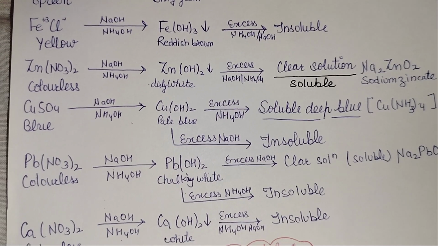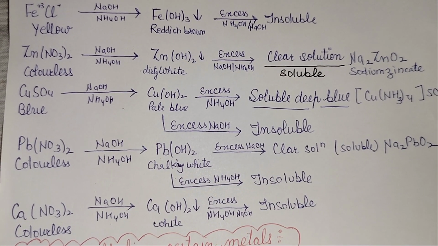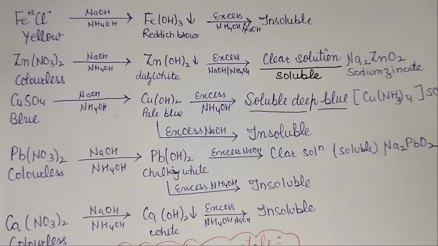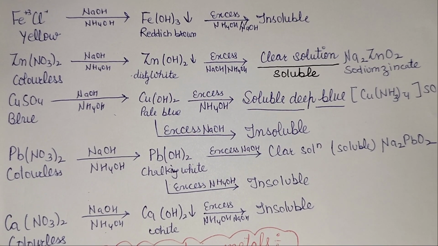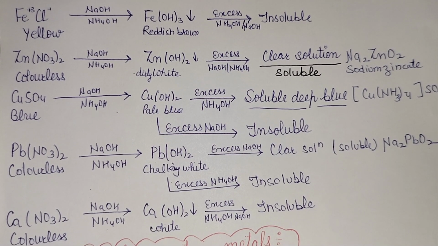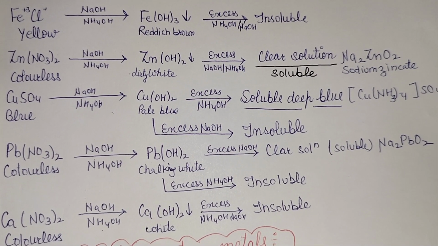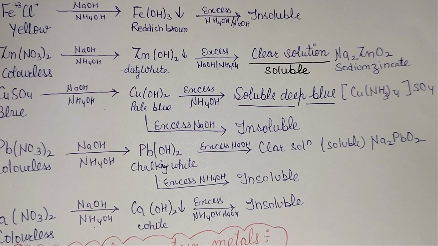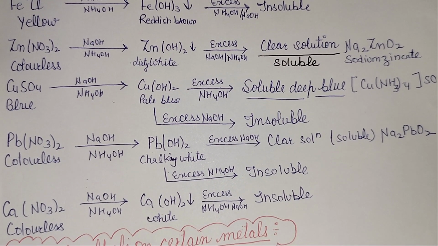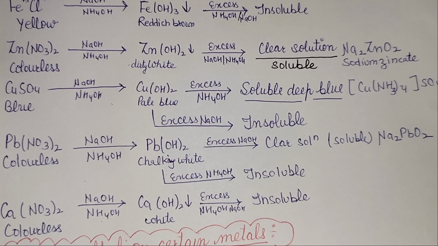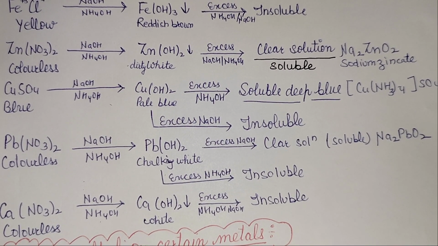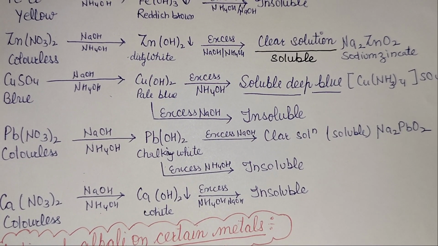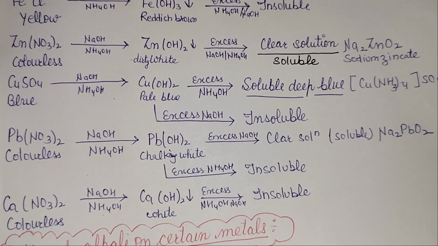Then come to copper sulfate, which is blue in color. In the presence of NaOH or NH4OH, it gives a pale blue precipitate. But in excess of NH4OH, it gives a soluble deep blue solution. And in excess of NaOH, it remains insoluble. And in the case of lead, it is opposite to copper. In the presence of excess NaOH, it gives a clear solution, while in the presence of excess NH4OH, it is insoluble.